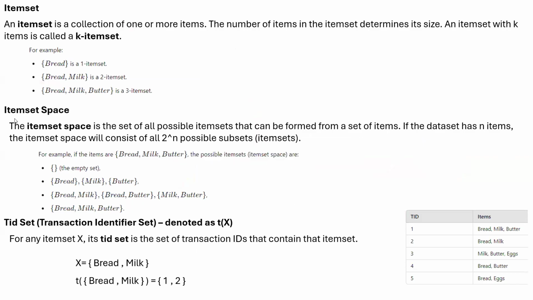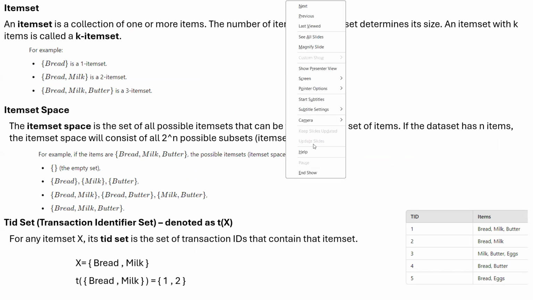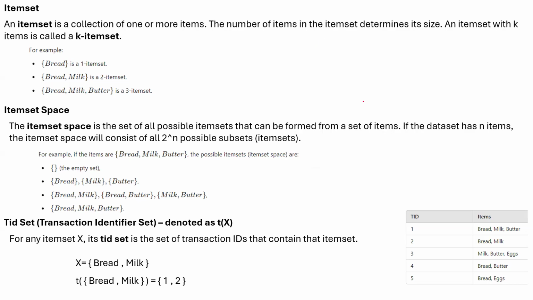What is the next one? Item set space. Item set space means the set of all possible item sets that can be formed. Let's suppose I was given bread, milk, and butter, what are the different combinations that we can create from this? It is as simple as the number of combinations that we can derive from the set of items that we have.